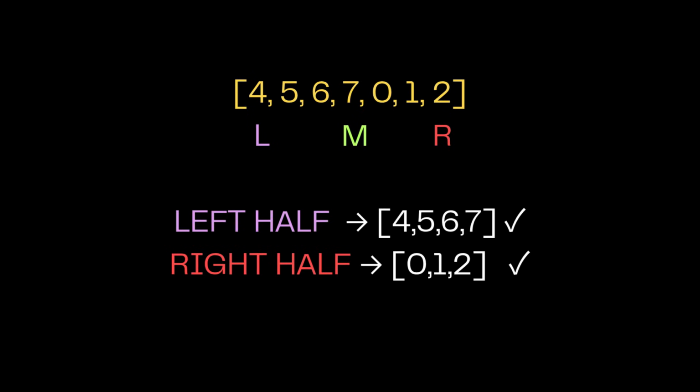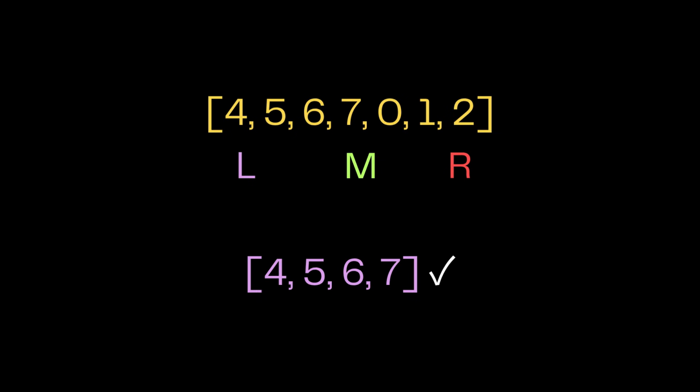Suppose the left half is sorted, then I check whether my target lies between the left value and the middle value. If it does, the target must be somewhere in the left half, so I search left. If it doesn't, I can safely discard the left half and search right.